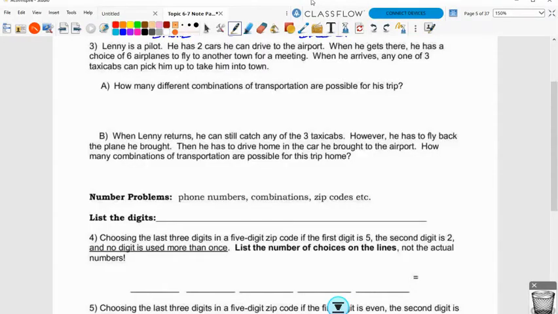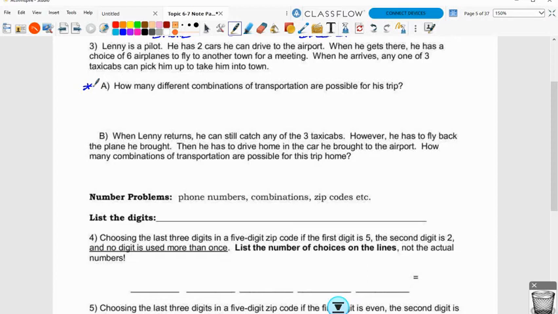In example 3, they tell us that Lenny is a pilot. He has 2 cars that he can drive to the airport, and when he gets there, he has a choice of 6 airplanes to fly to another town for a meeting. When he arrives, any one of 3 taxi cabs can pick him up to take him into town. So question A wants to know how many different combinations of transportation are possible for his trip.